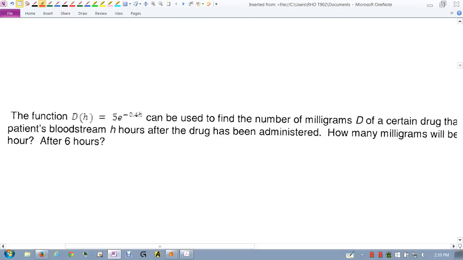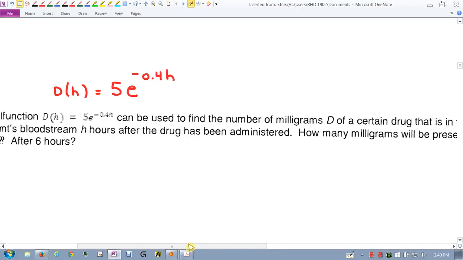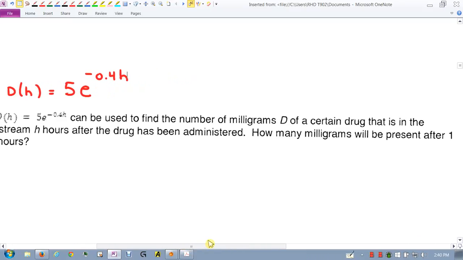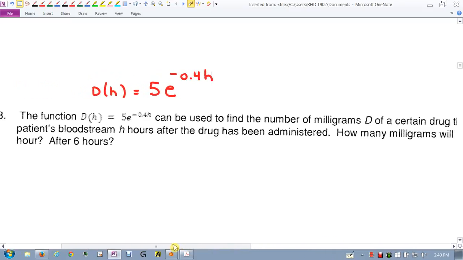It's hard to read that. Let's agree first. I'm looking at number 8. 5e to the negative 0.4h. We do have some medical field people in here. Let's read through this first. The function d of h equals 5e to the negative 0.4h can be used to find the number of milligrams d of a certain drug that is in the patient's bloodstream h hours after the drug has been administered. How many milligrams will be present after 1 hour? Then how about after 6 hours?